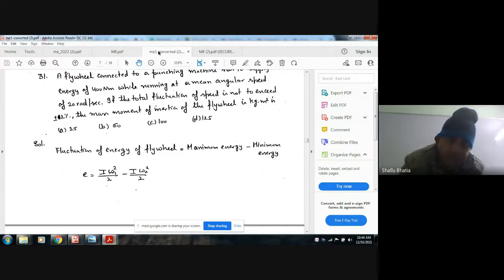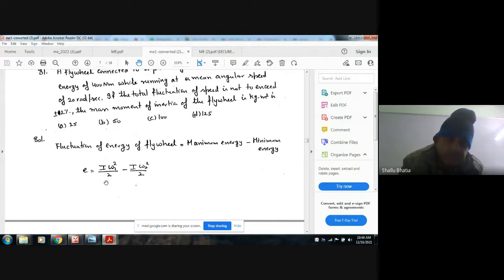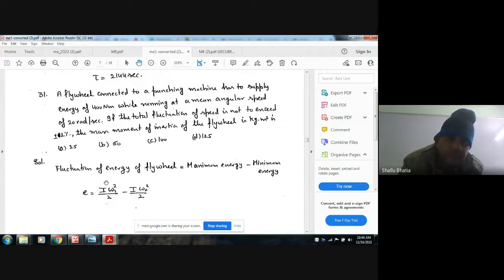So E is I omega 1 square by 2 minus I omega 2 square by 2. This is the fluctuation of energy. And omega 1 is 1.02 times this 20 and omega 2 is 0.98 times this 20.